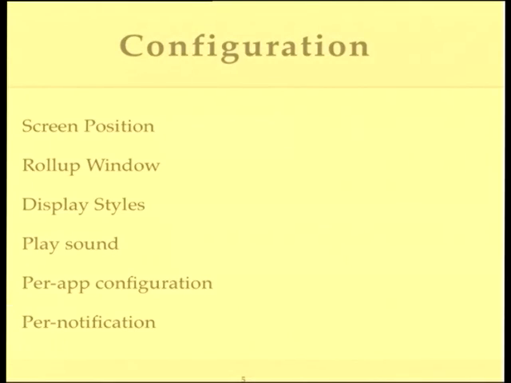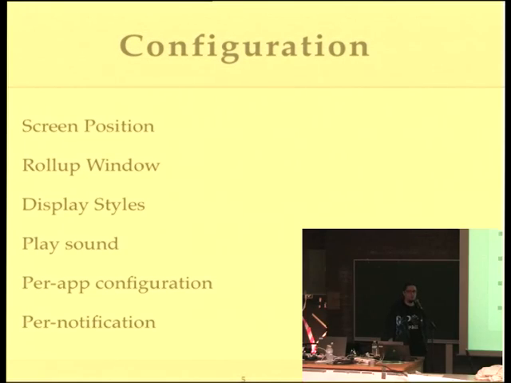Next, we have a lot of configurable options, like screen position and roll-up window; you can see the list. One of the important things is that, first of all, it's really easy to configure them. You're also able to configure them per app and per notification. For example, you can change the view of the iTunes notification to show a bigger album artwork, or play a sound when an email arrives, or send the notification to the network, as I'll show later.